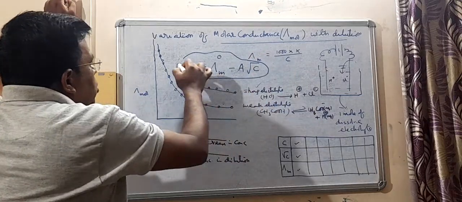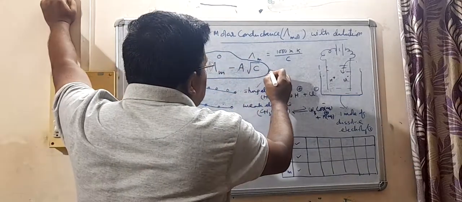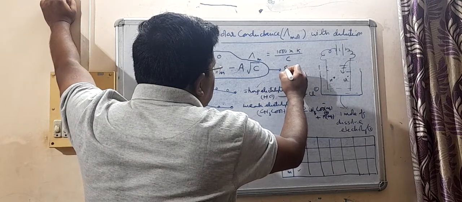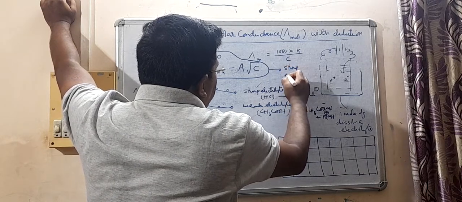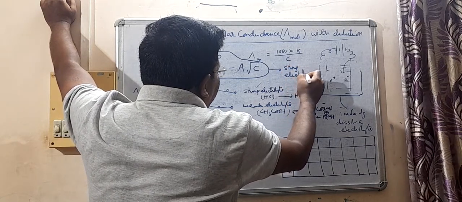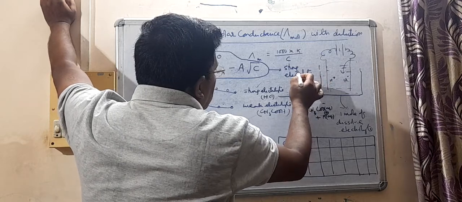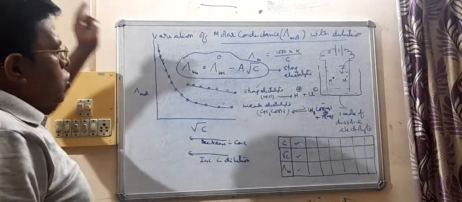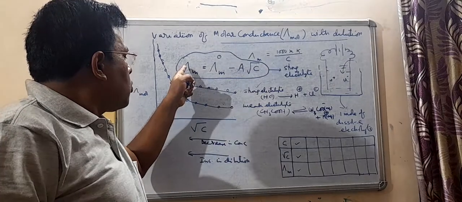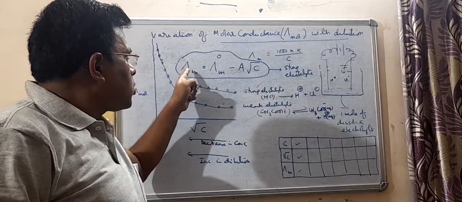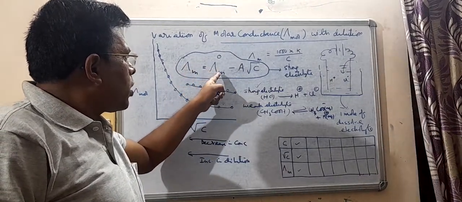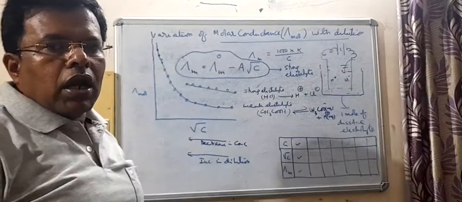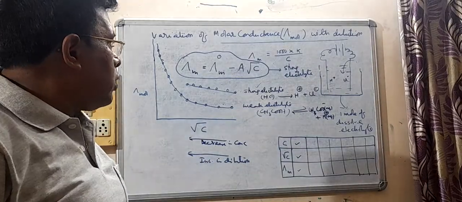This relation is applicable for a strong electrolyte. This is not applicable for a weak electrolyte. So for a strong electrolyte, there is a relation for molar conductance at a certain concentration. Now what is this molar conductance naught? Naught means molar conductance at infinite dilution.